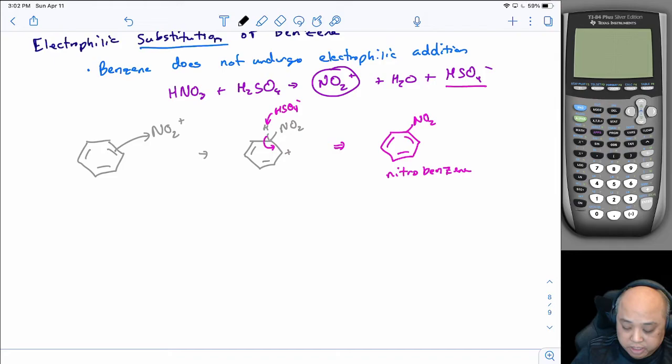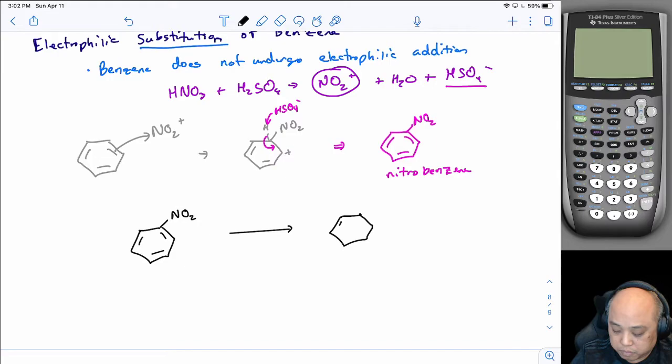The other aspect of it is knowing the conditions needed to convert nitrobenzene into phenylamine or aminobenzene.